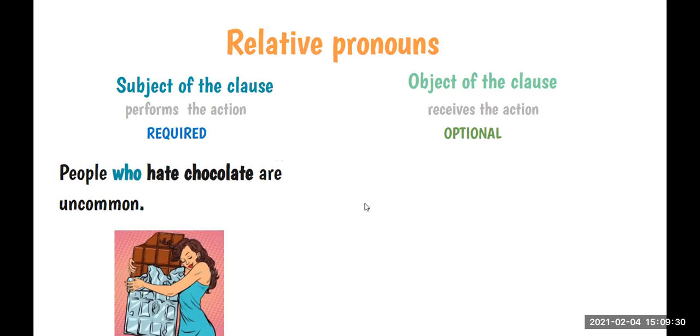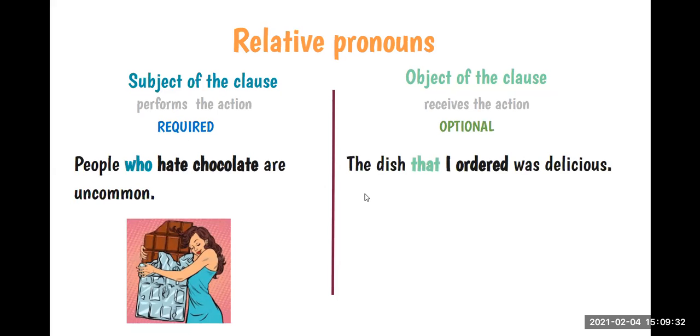Okay? But here we have another example. The dish that I ordered was delicious. Okay, as you can see, the dish that I ordered is the object of the clause. Why do you think that is the object of the clause? Who is the person who performs the action in the sentence? Me. Yes, me, right? This is the subject, okay?